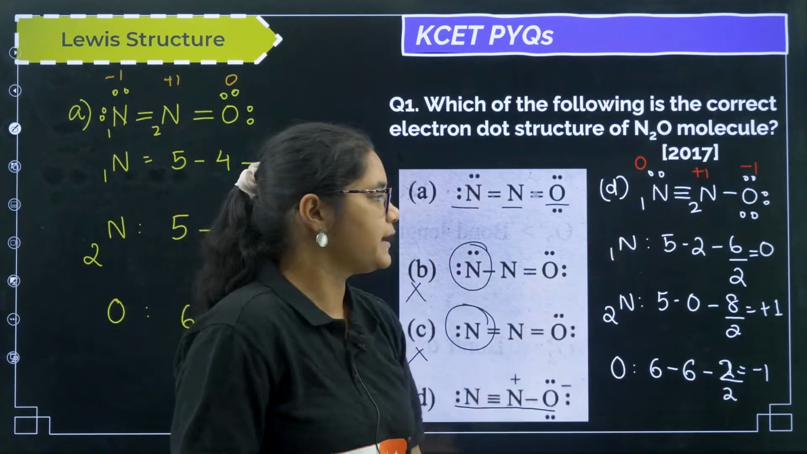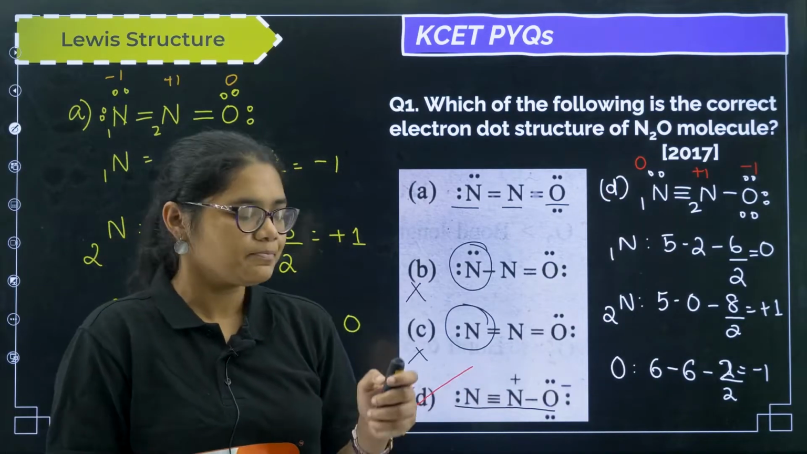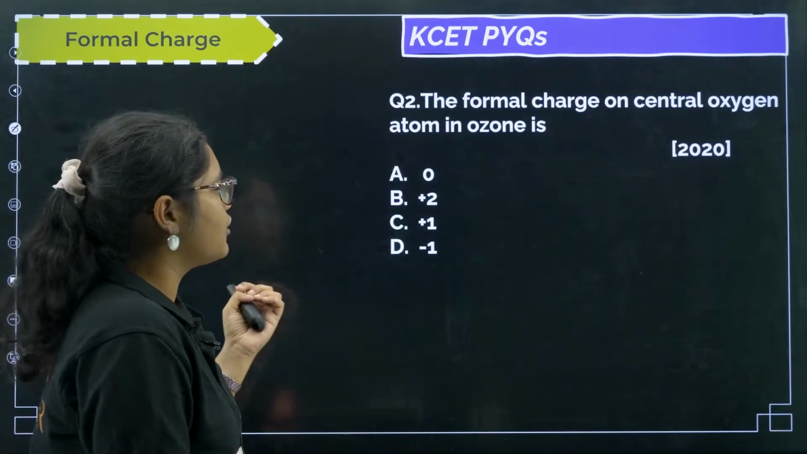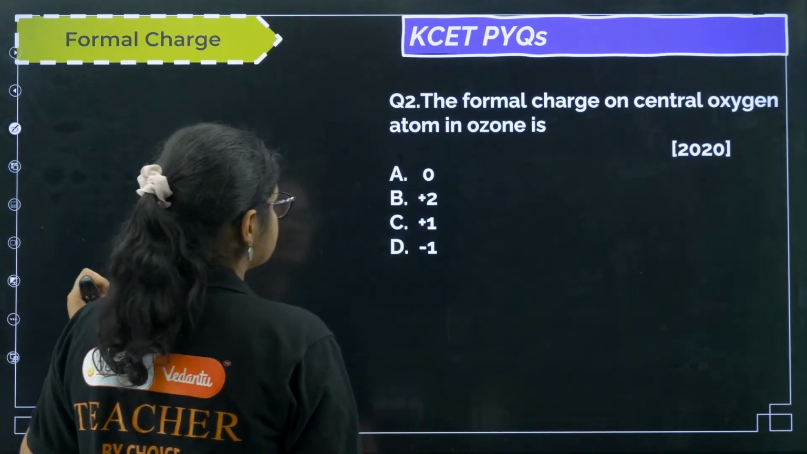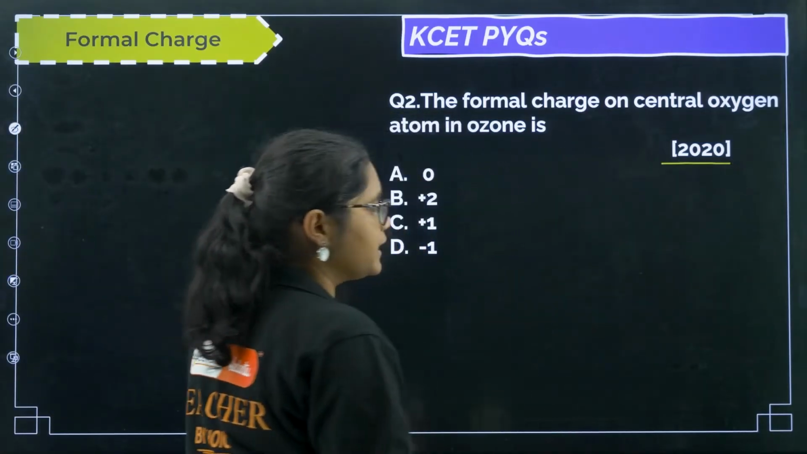Okay, so that is why the correct answer for this question will be option number D here. Okay, now moving towards the next question on formal charge. The formal charge on the central oxygen atom in ozone. Okay, so again this is a previous year question of 2020.